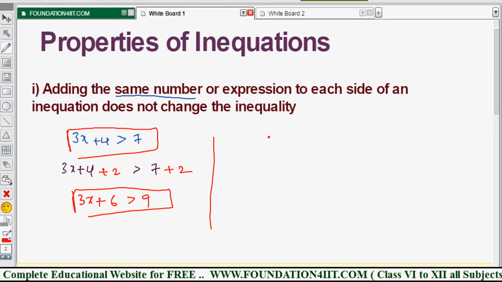Let's see one more example. 5 is greater than 3, right? We know this. Now just add one number to both sides. I'm adding plus 4 and plus 4 on both sides. Then 5 plus 4 is 9 and 3 plus 4 is 7. So 9 is greater than 7. This inequation does not change. That's why adding the same number or expression to each side of the inequation does not change the inequality. That is one. Now the next one.